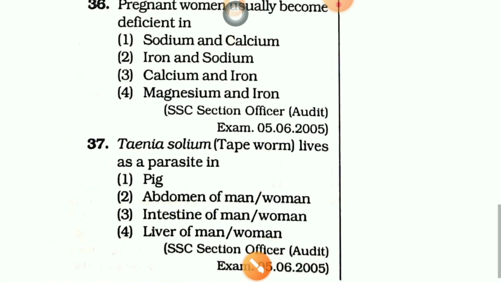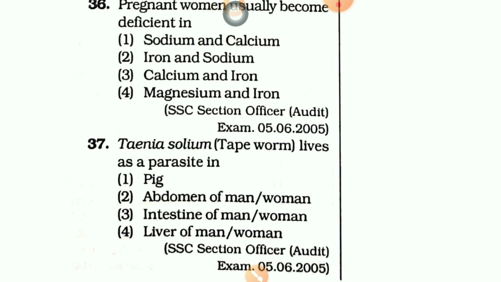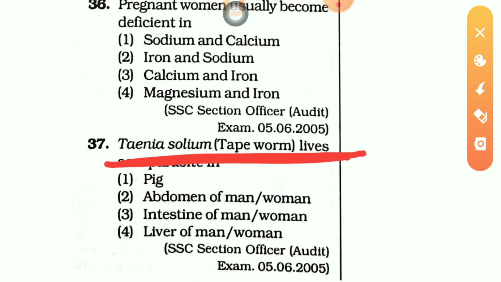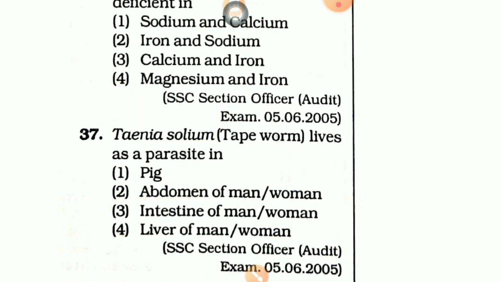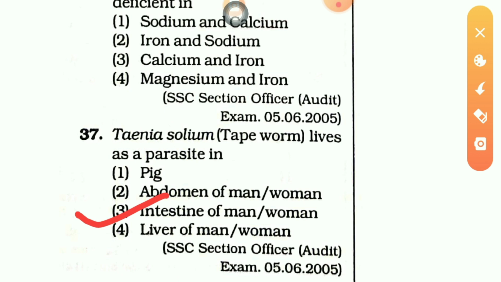Now the last question of this video, that is Taenia solium, the tapeworm, lives as a parasite in? This Taenia solium tapeworm lives in which part of our body? I will not disclose this answer first, you have to find it out. Tapeworms are flat segmented worms that live in the intestine of small animals. It also lives in the small intestine of the human body. These are transmitted from pasture fields and contaminated drinking water. So from this discussion, I hope you have found out the answer. The answer will be intestine of man and woman, that means the human body.